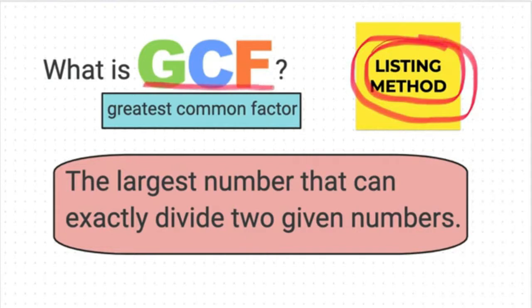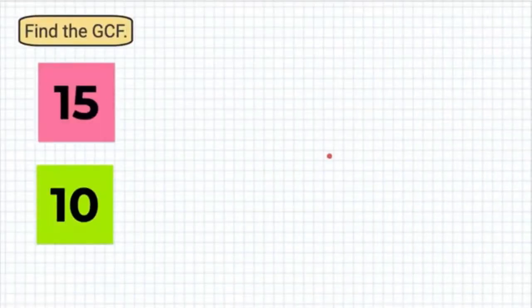Now, what is the greatest common factor or GCF? When I say greatest common factor, it is the largest number that can exactly divide two given numbers. Meaning to say, we are getting the largest number that can exactly divide two given numbers. Okay, let's start with this example.